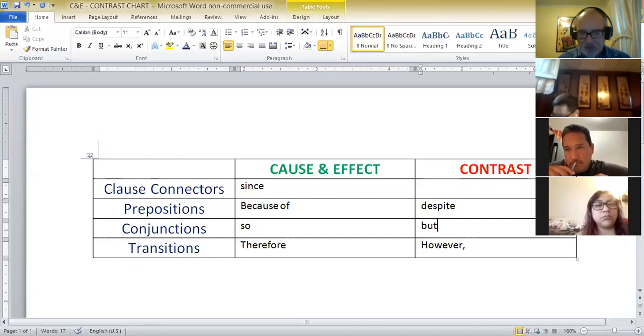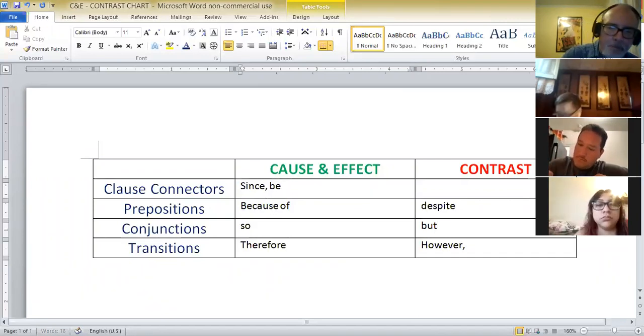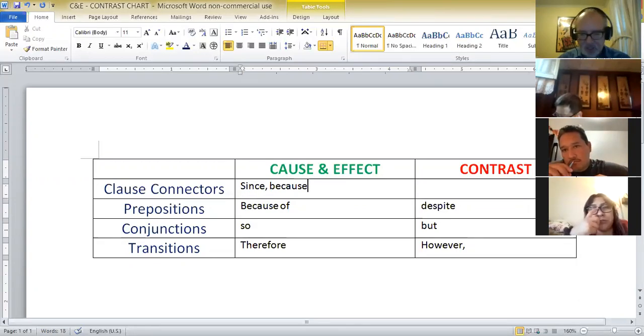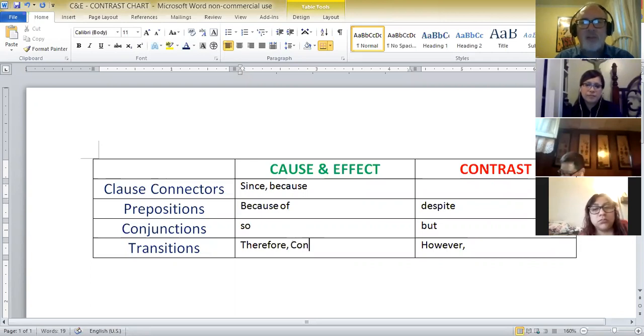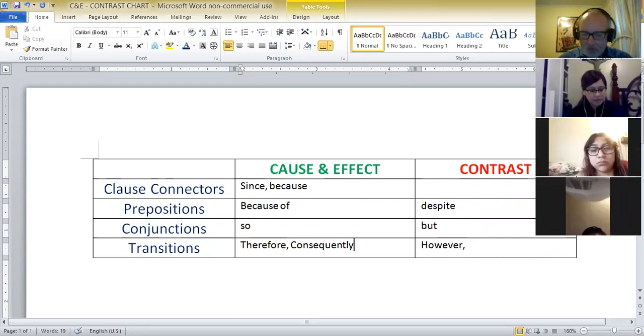All right. What about the word because? Cause and effect. Which one of these four? Clause connector, yes, right. Okay, good. What about the word consequently? Cause and effect, right? And which square should I put it in? Transition, right. Remember, those longer words are called transitions.